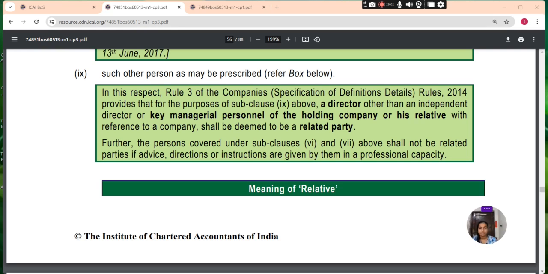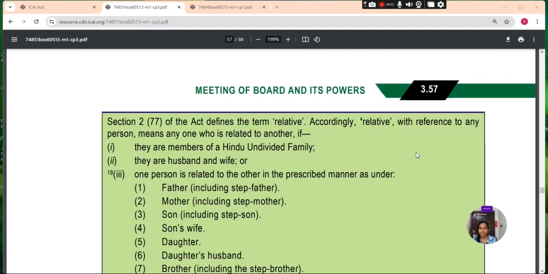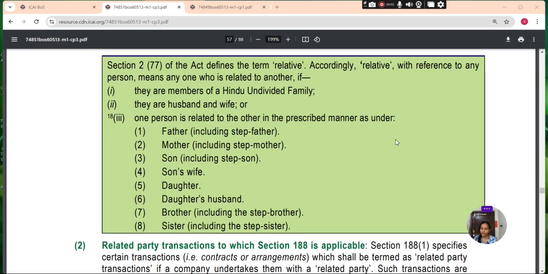What will be the meaning of relative? Section 2, Clause 77 of the Act defines the term relative accordingly. Relative with reference to any person means anyone who is related to another if they are members of a Hindu undivided family, they are husband and wife, or one person is related to the other in a prescribed manner as under.